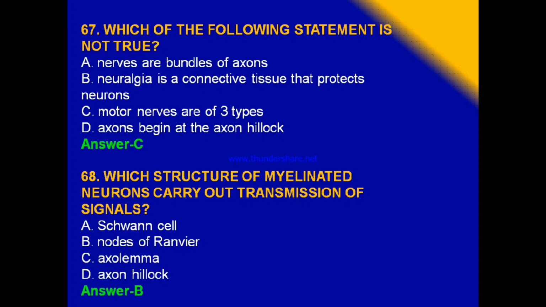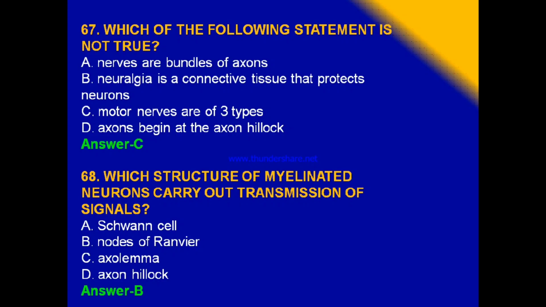If this is the wrong statement, then what is the right one? So motor neurons are only of two types. One is lower motor neurons and another one is upper motor neurons. Lower motor neurons are the neurons which travel from the spinal cord to the muscles of the entire body, and upper motor neurons are the neurons which travel between the brain and the spinal cord. So these are the two types of motor neurons, not three types. That means option C is the wrong answer.